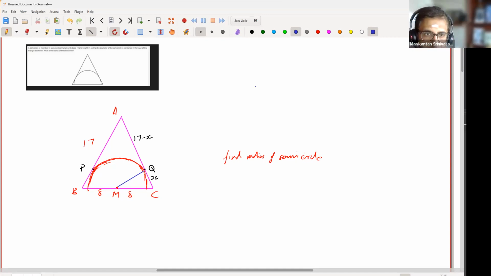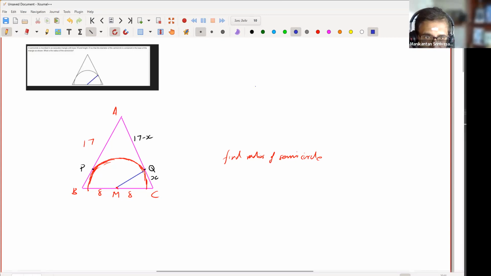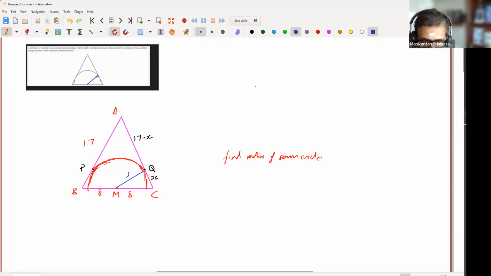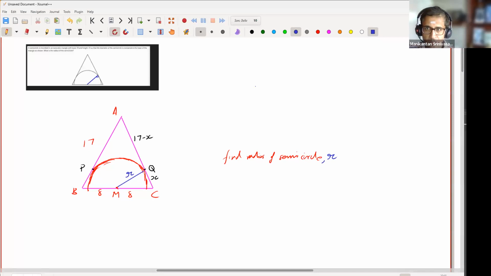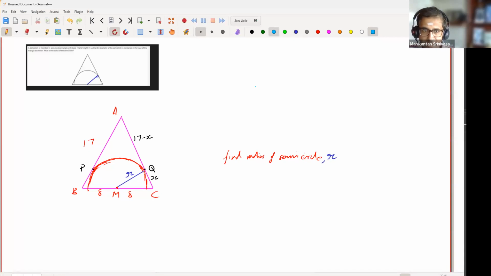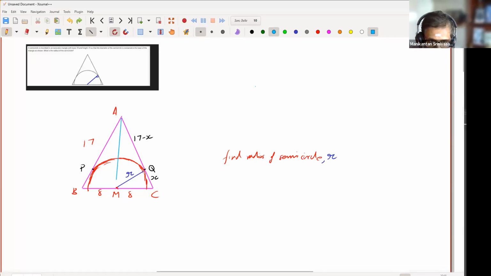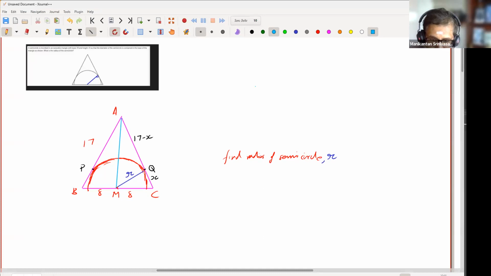In fact, it's better seen here, right? So this is just touching. So this is 90 degrees. Okay, so now let's label some of them. So we know this is the R that we have to find out. Find the radius of the semicircle, R. We also figured out in the previous step that this height was 15. Remember, 17 square and 8 square, the difference was 15 square.